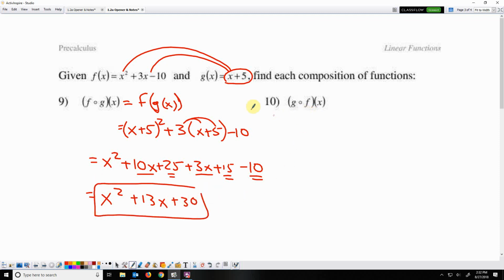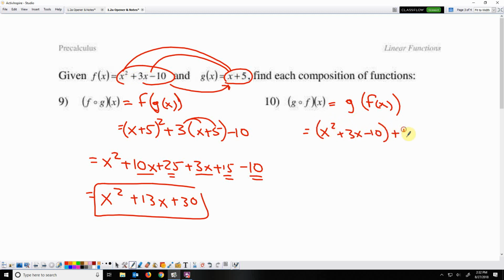Number 10 is backwards. Here, f of x gets substituted in to g of x. So g of f of x is this x gets replaced with all of this. x squared plus 3x minus 10 plus 5. And here are my like terms. x squared plus 3x minus 5.